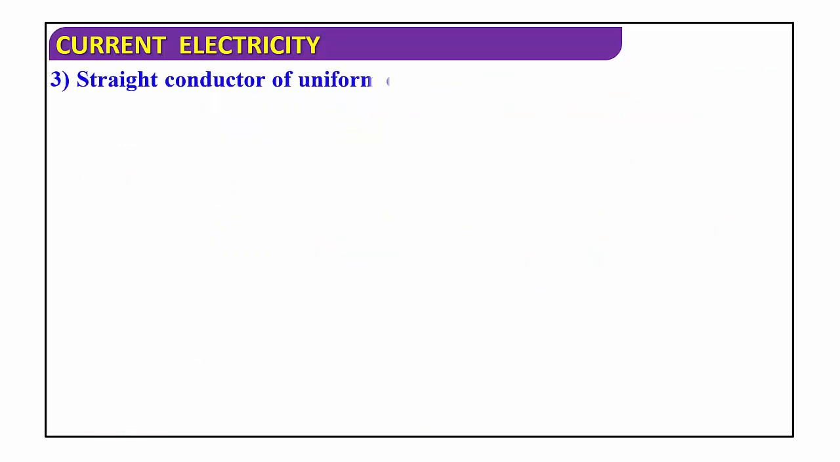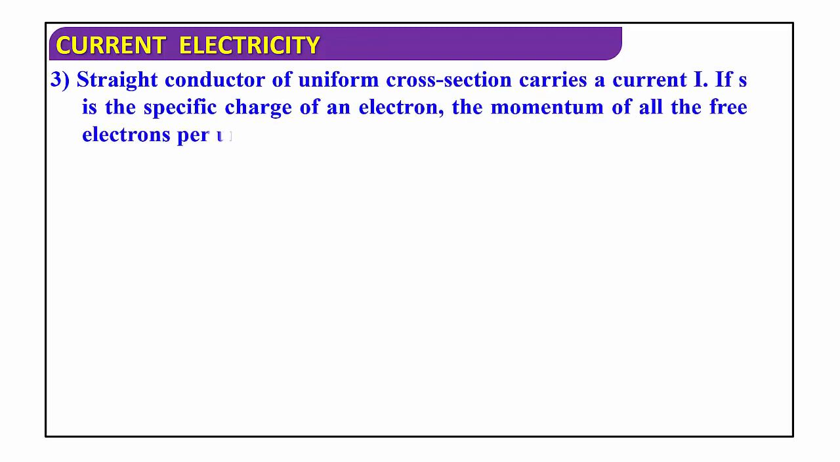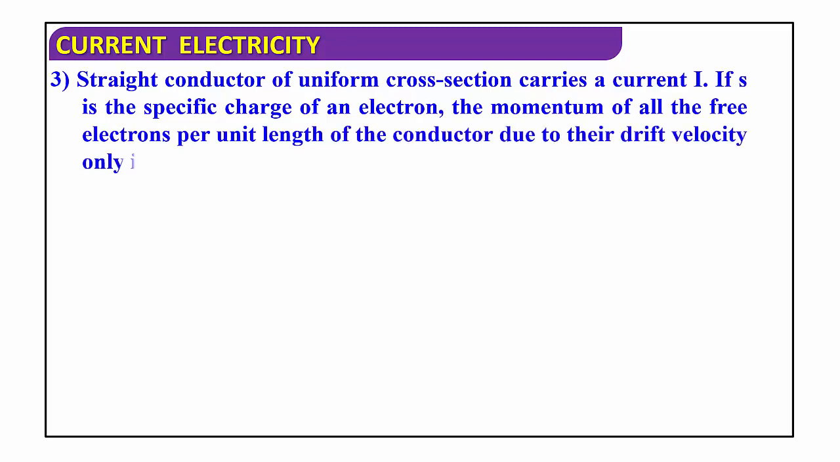Come to the third question. Yes, the third question is: a straight conductor of uniform cross section carries a current I. If S is the specific charge of the electron, the momentum of all the free electrons per unit length of the conductor due to their drift velocity only is. They have given one straight conductor. That conductor has uniform cross-sectional area and is carrying a current I.